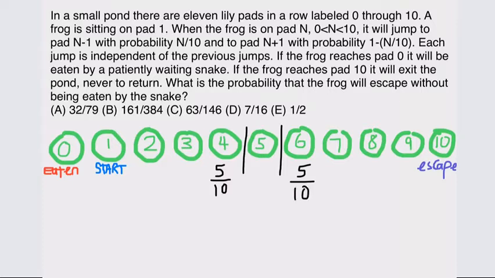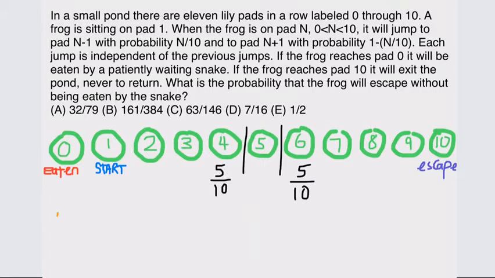We can further prove to ourselves that the probabilities are symmetrical because we can look at pads 4 and 6. If we look at pad 4, the frog will jump to pad 3 with probability 4 over 10, and to pad 5 with probability 1 minus 4 over 10, which is 6 over 10. Now, if the frog is on pad 6, the probability it will jump to pad 5 is 6 over 10. And the probability it will jump to pad 7 is 1 minus 6 over 10, which is 4 over 10. So clearly, these probabilities are symmetrical around pad 5.